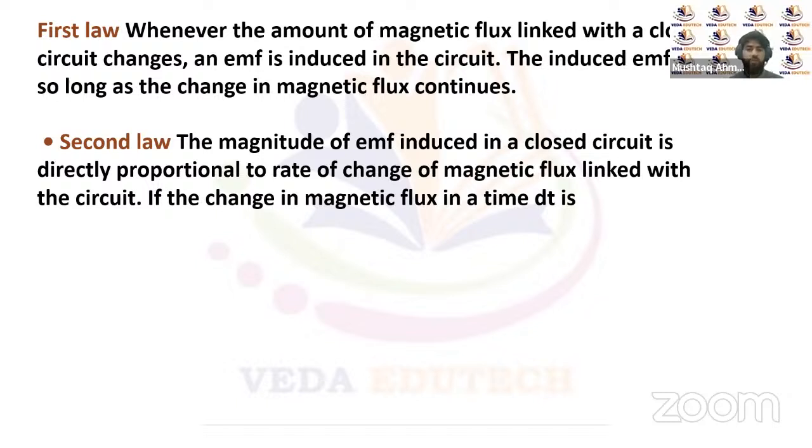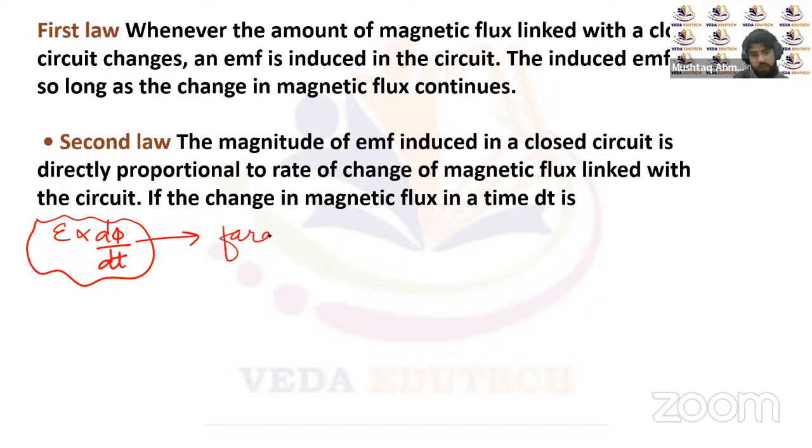So this was the important observation. We can write this mathematically: the EMF induced is directly proportional to dφ/dt, right? So this was the law given by Faraday. This is Faraday's second law. Faraday's second law says that the amount of EMF induced in a circuit is proportional to the rate of change of flux through the circuit, right?